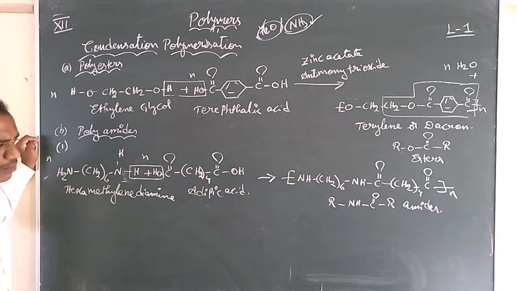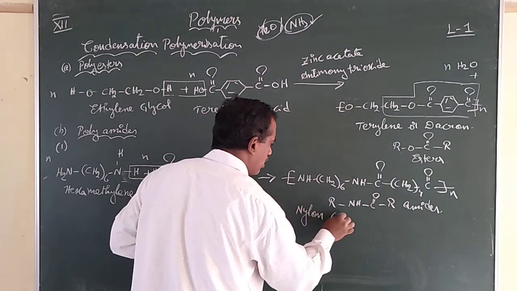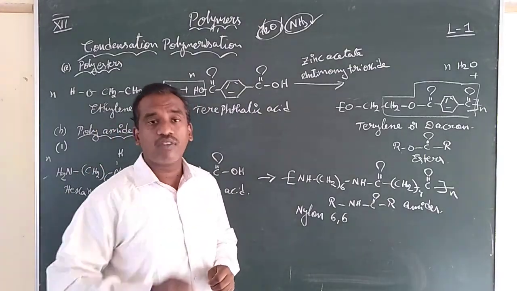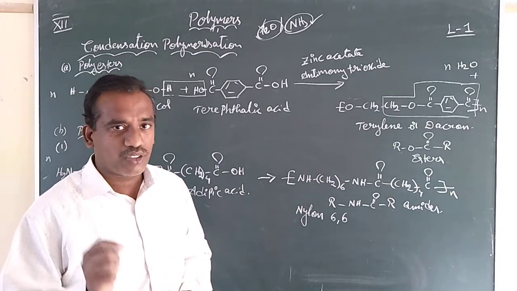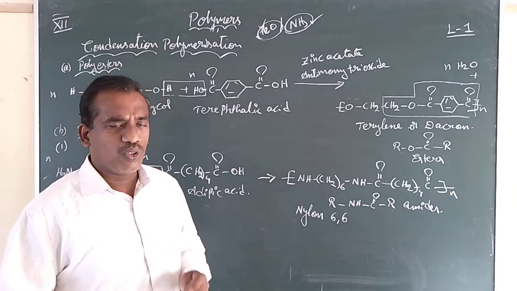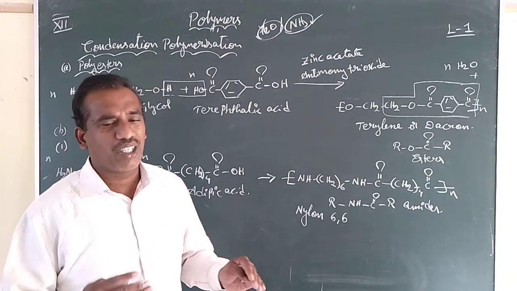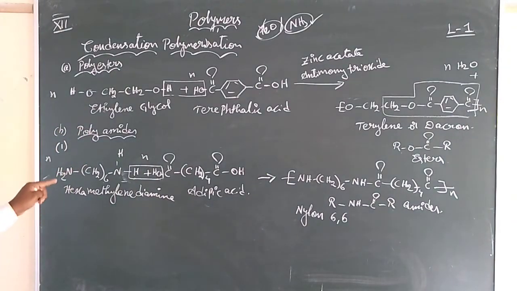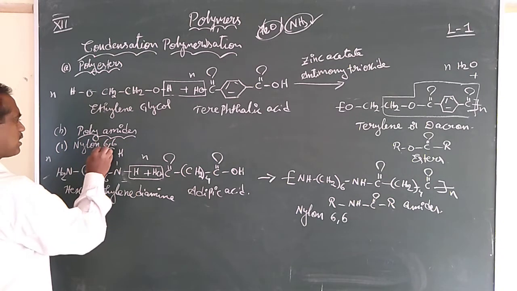Under polyamides, the first example, the name of this product is called nylon 6,6. You will be using a toothbrush. The bristles of the toothbrush are made of this nylon 6,6. These are somewhat soft in nature and are used in the manufacturing of fabrics also. So you please read from the textbook. Here, short of time, I am explaining only the preparation and the names of the reactants. So under polyamides, the first example that we have learned is nylon 6,6.